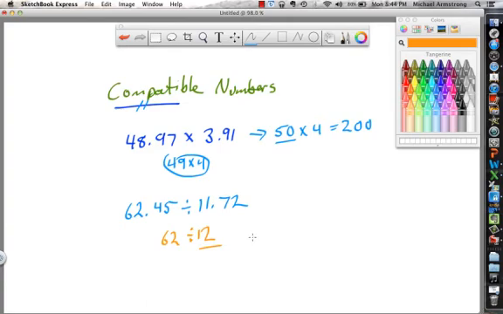We're going to leave 12 alone, but we're going to round 62 into something that 12 goes into. And 12 goes into 60 nicely. So we're going to divide 60 by 12, which is 5. And that is a compatible number. The original doesn't work. We'd have to do long division or get out a calculator. Here we have an easy answer, around 5 times. So we could use a compatible number to find an estimate for this division problem, for this quotient. So we're still estimating.